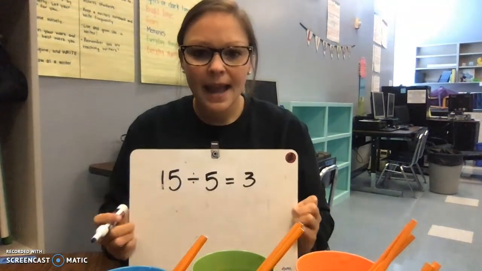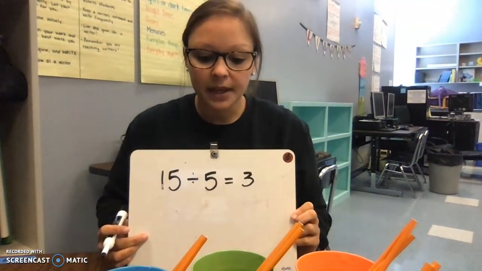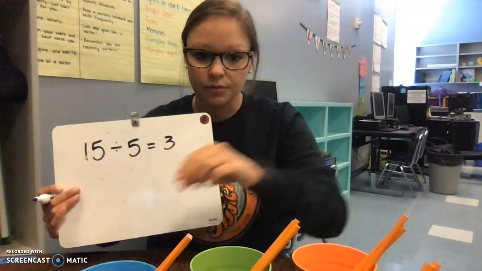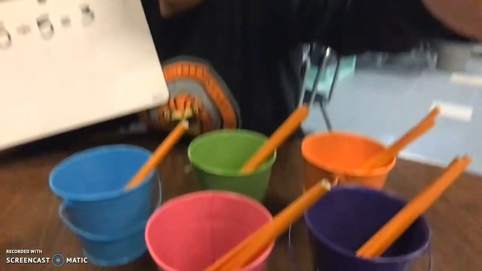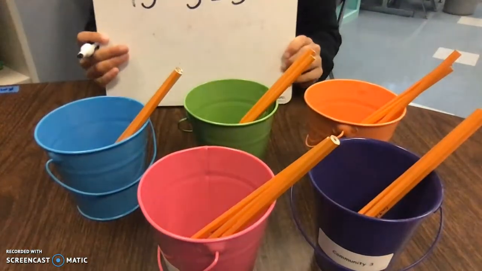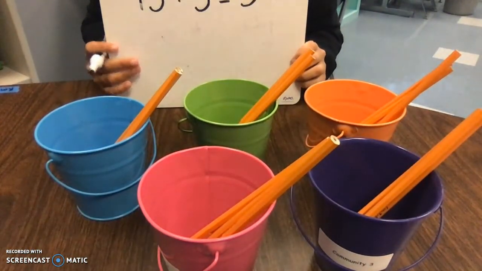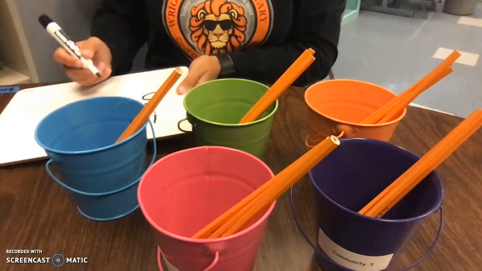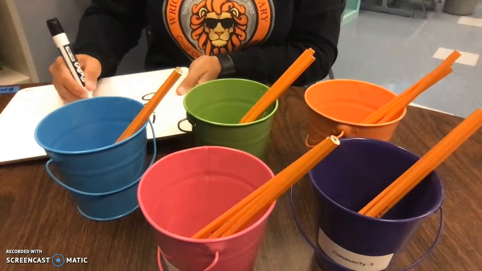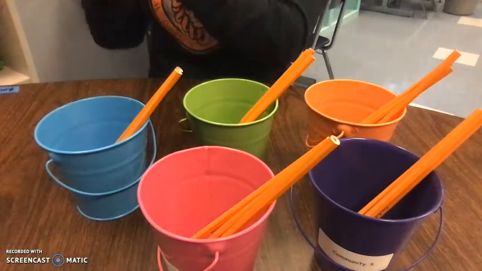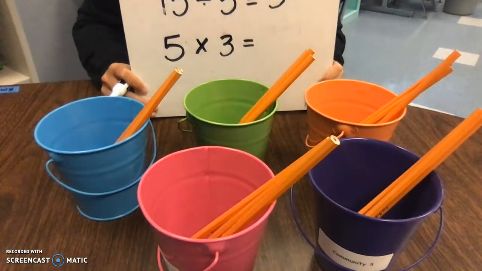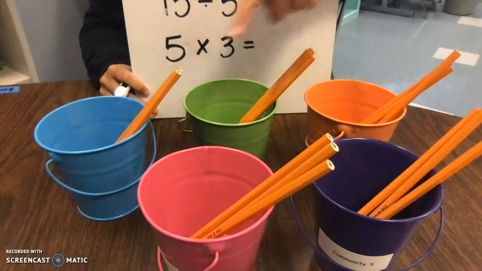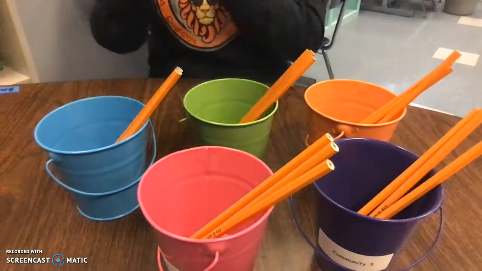All right, so now let's change this to a multiplication equation. Let's say I walked into a classroom and I saw these 5 groups of pencils and I knew that there were 3 in each group. Well, I would say I had 5 groups times the 3 in each group to figure out how many I had in all. And we can count by 3s. 3, 6, 9, 12, 15.